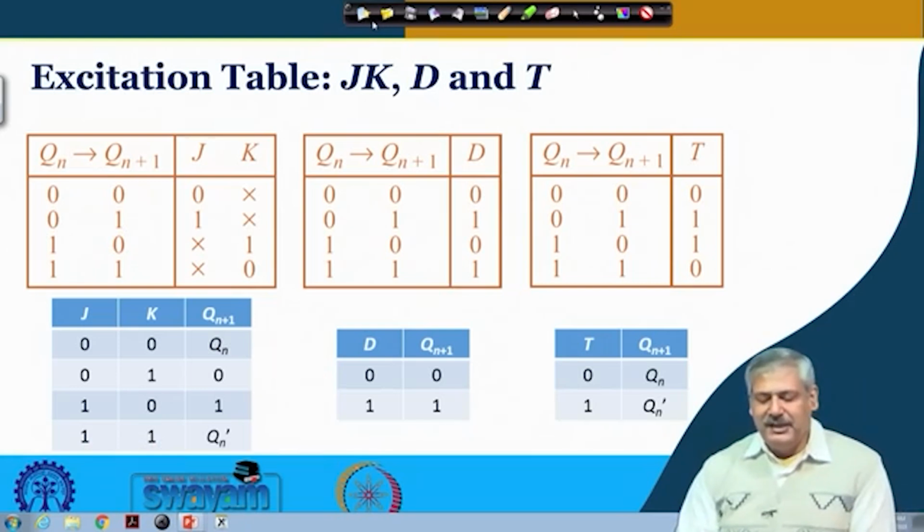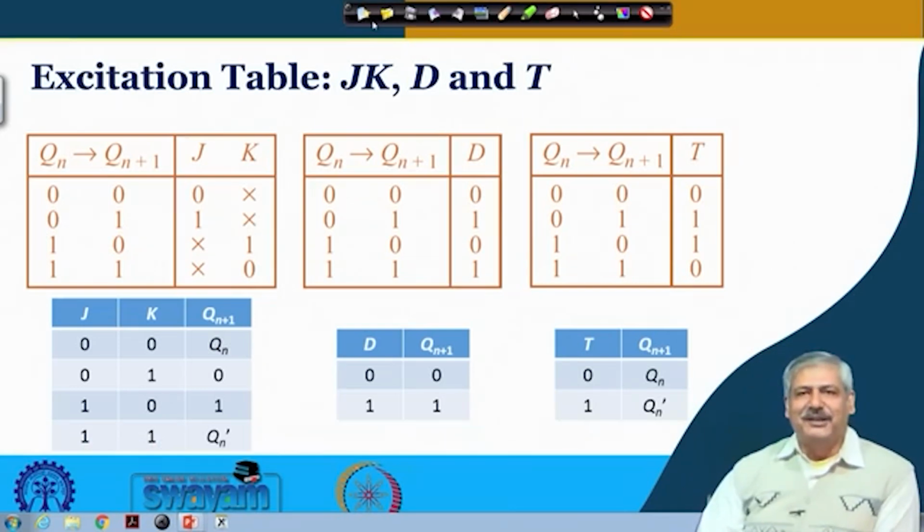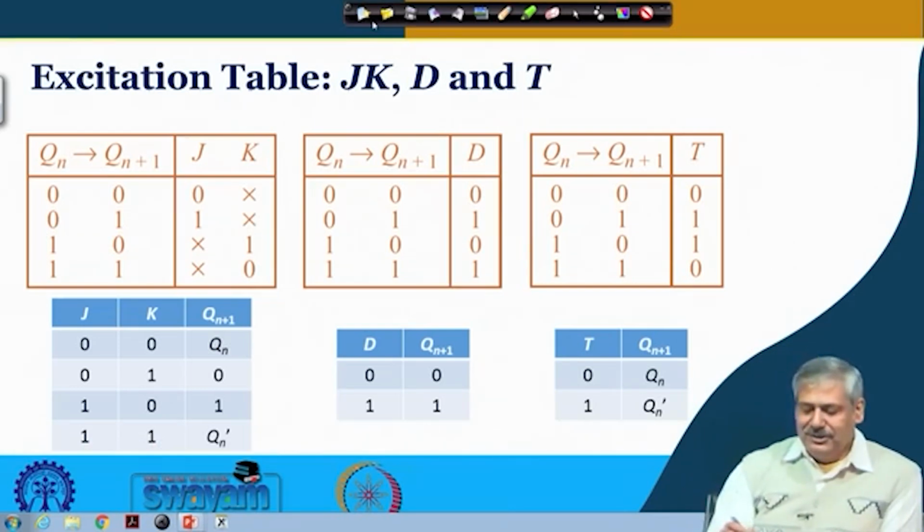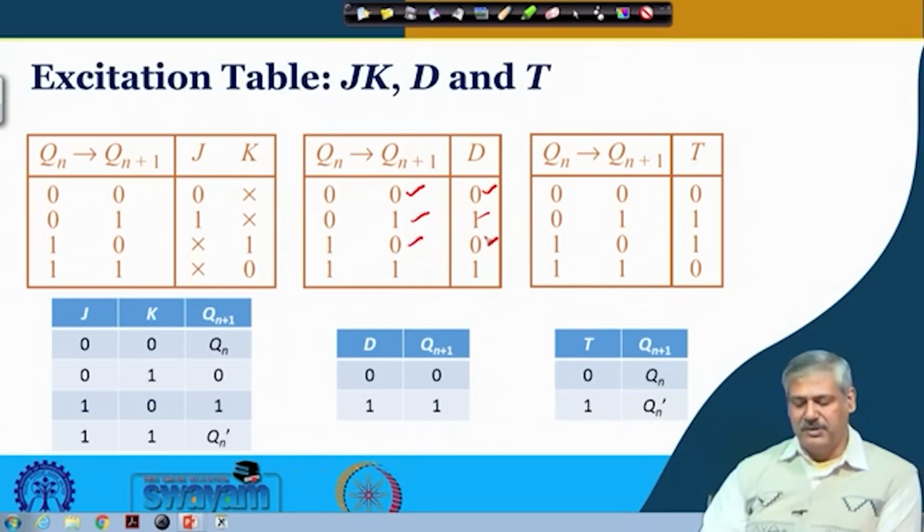Now, for the D flip-flop, it is relatively straightforward. We know if the next state is 0, the input that needs to be present is 0. For 0 to 1, the next state is 1, so the input needs to be 1. Again from 1 to 0, since the next state is 0, the input needs to be 0. For 1 to 1, again the input needs to be 1. So this is the excitation table of the D flip-flop.